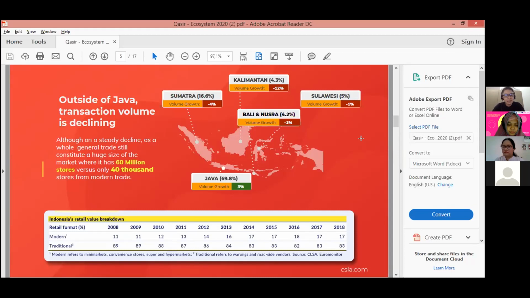The data over the last 10 years is going downward. If you see the traditional retail, it was 89% and in 2018 it is 83%. And also the volume growth of the transactions outside Java is all decreasing. We see this is a threat for traditional retail, and also a threat for the Indonesian economy as well.